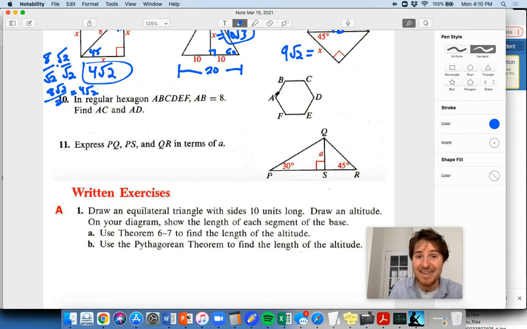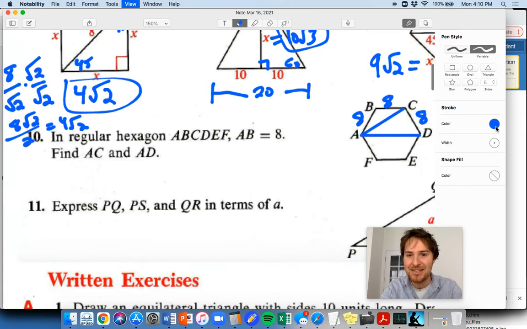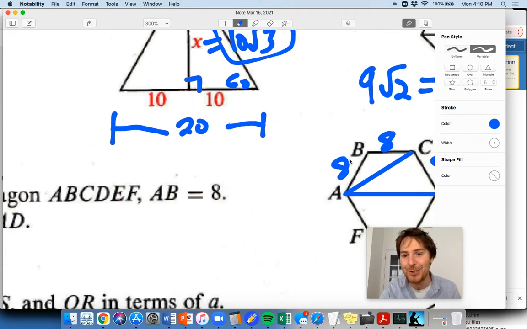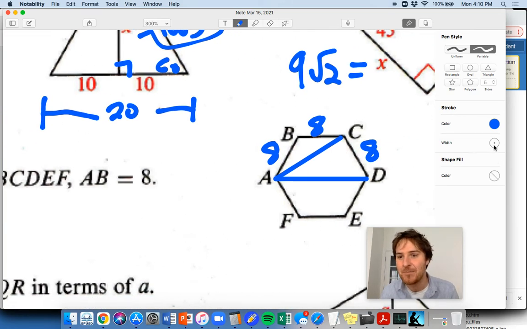AB equals 8. Okay, that's the side length here. This is 8 right here. Find AC and AD. Well, it looks like this is an isosceles triangle, so there's that. I haven't done this problem in a while. AD, let's draw this one. Interesting, okay? This is 8 here, and I noticed something. I might have to zoom in a little bit here to really get granular with it.